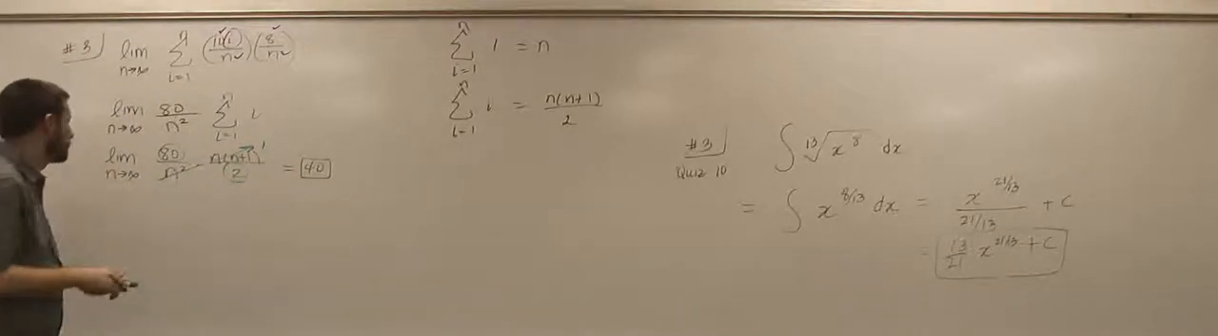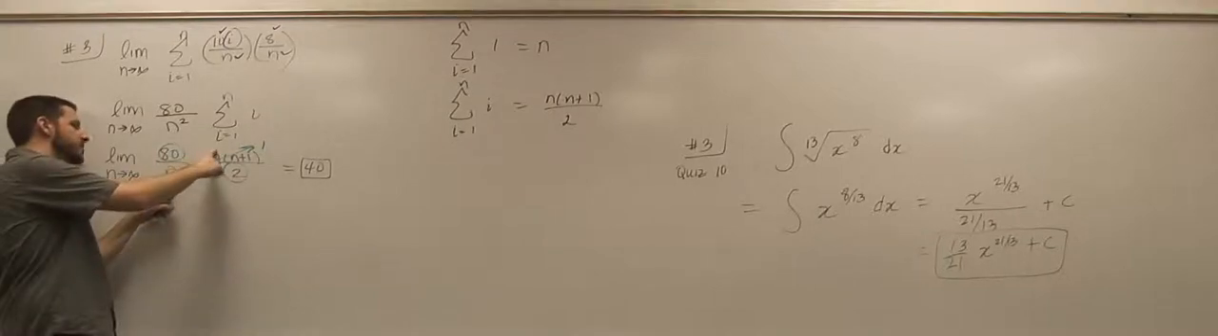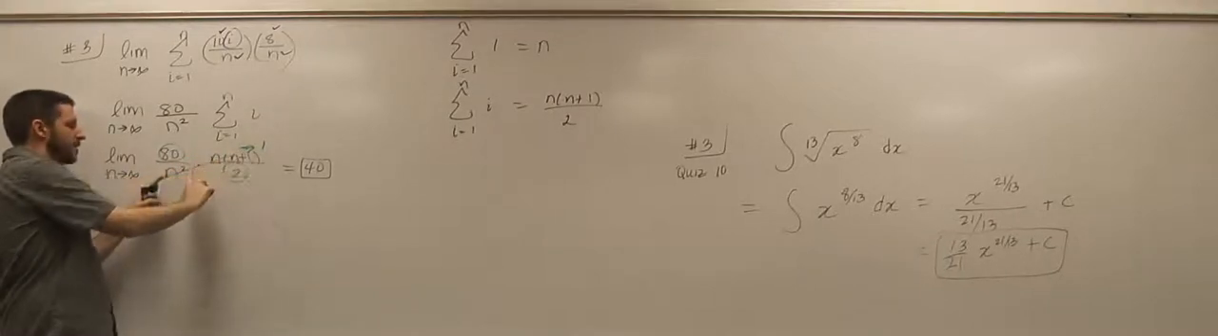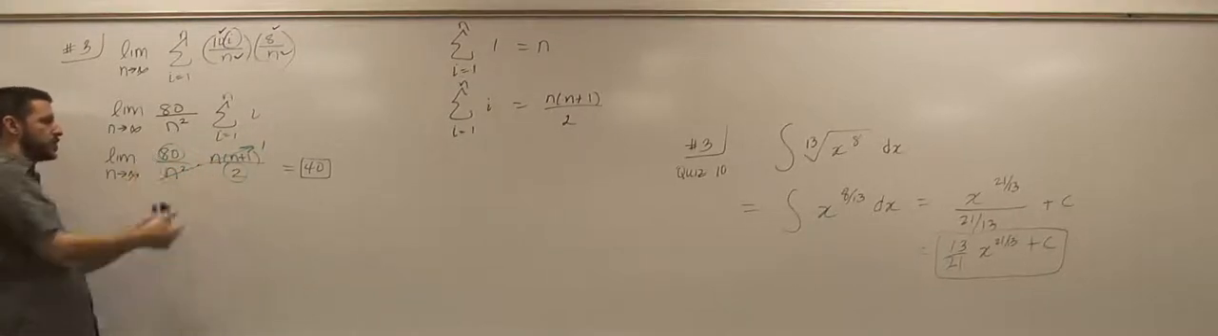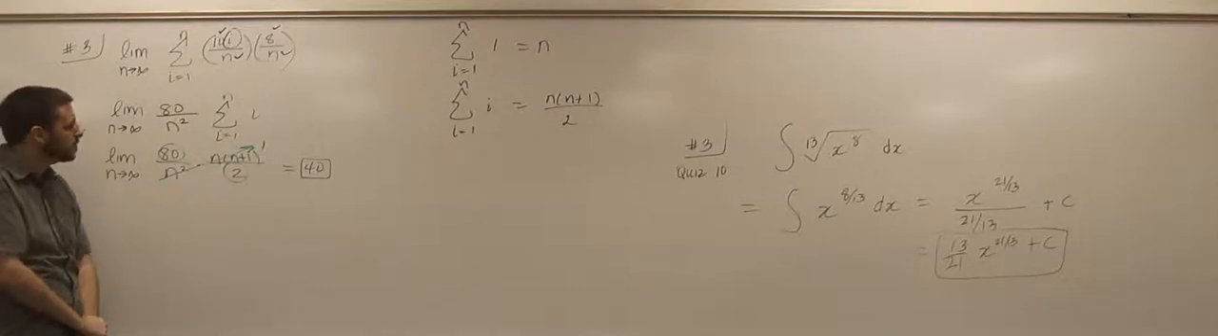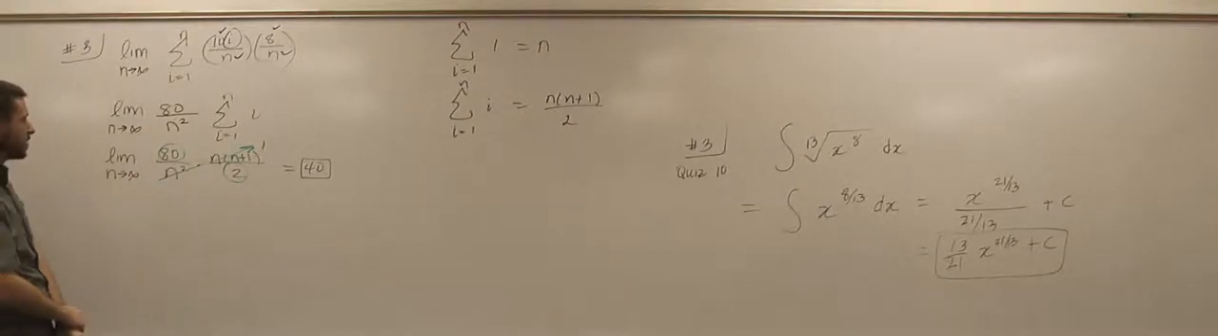So as long as the degrees are the same, you just take the ratio of the coefficients for the limit, at least as n goes to infinity.